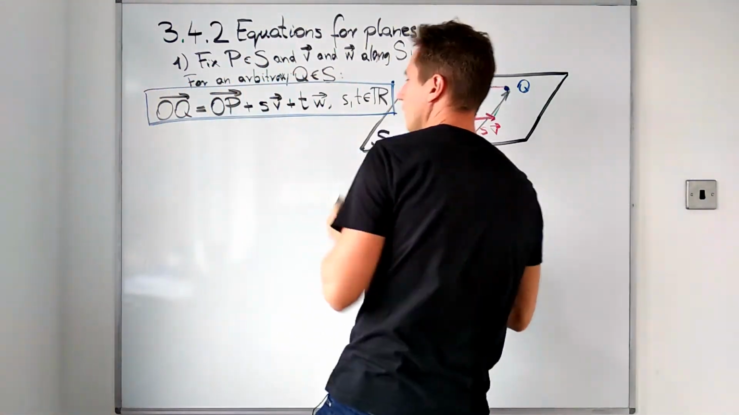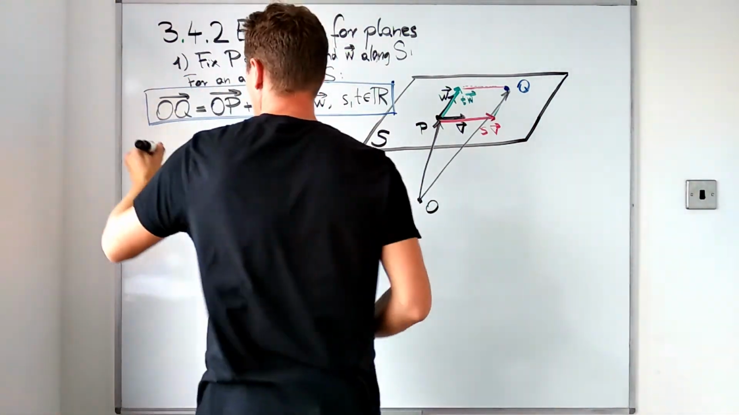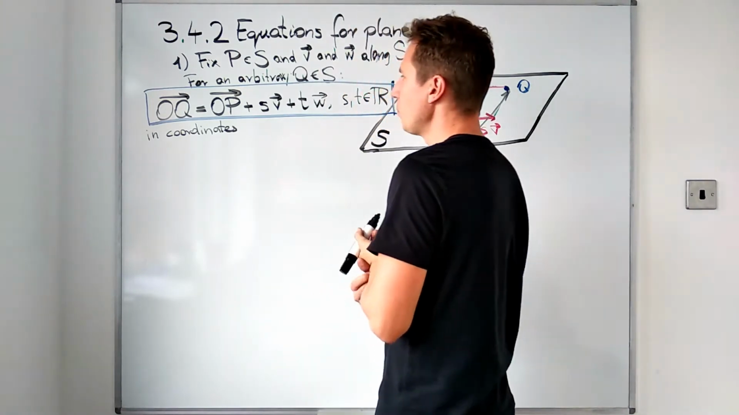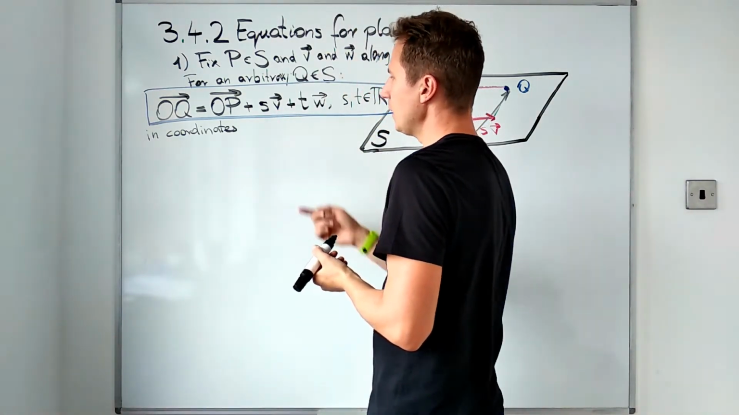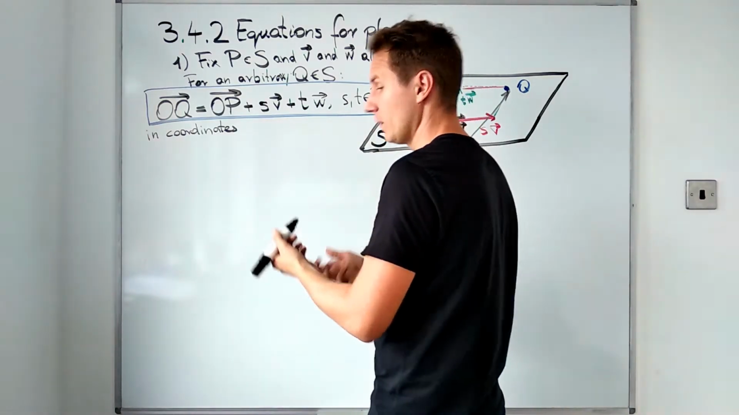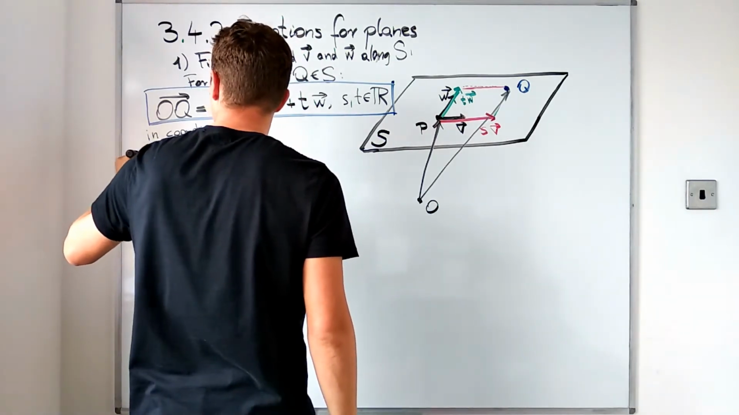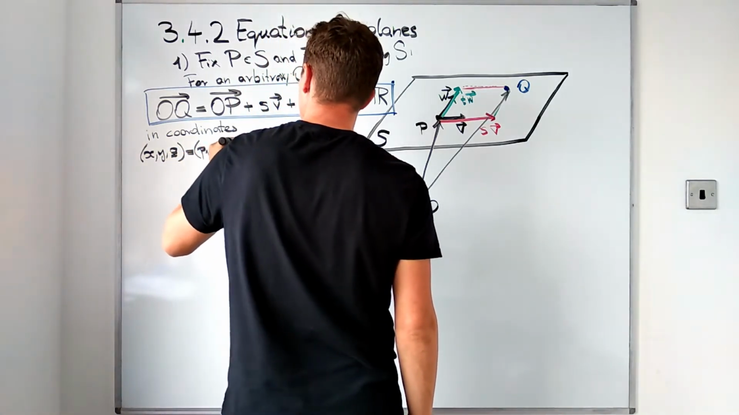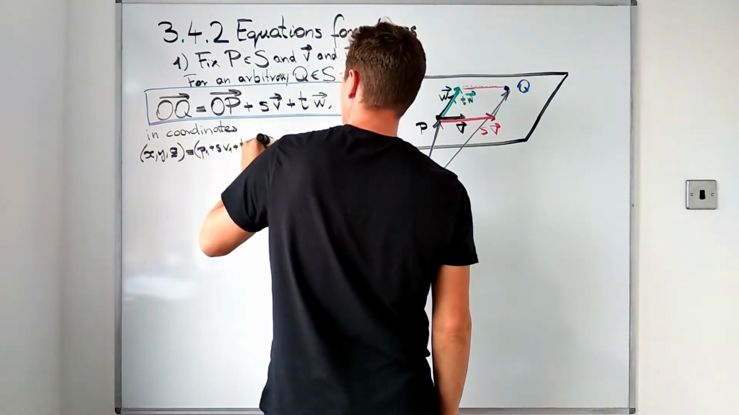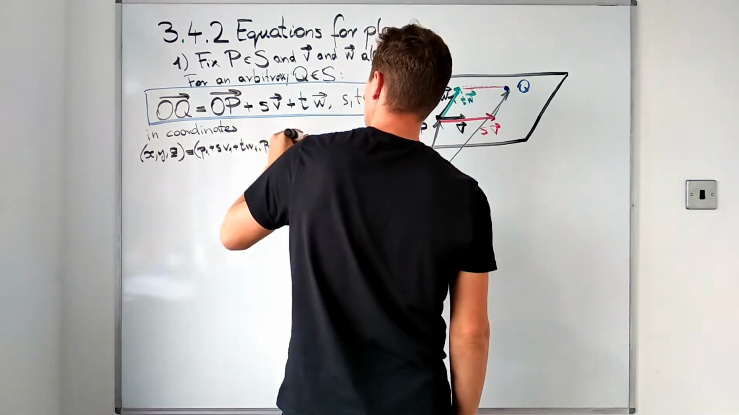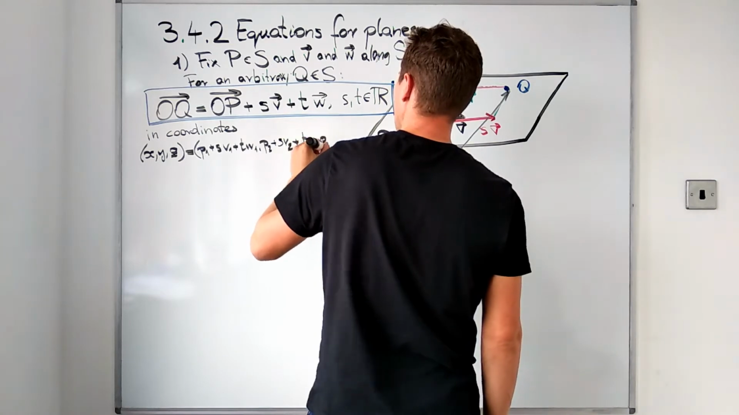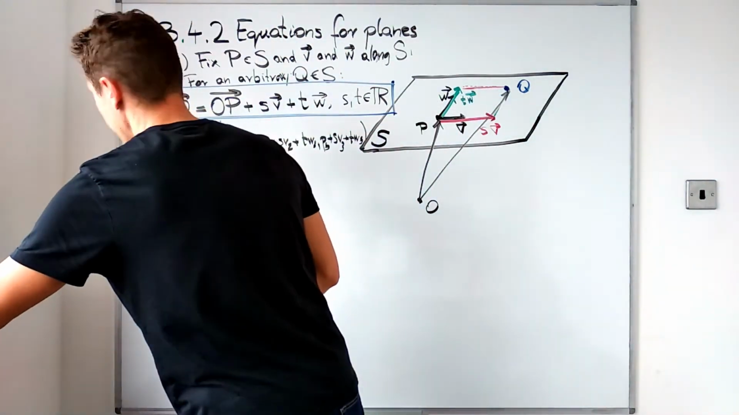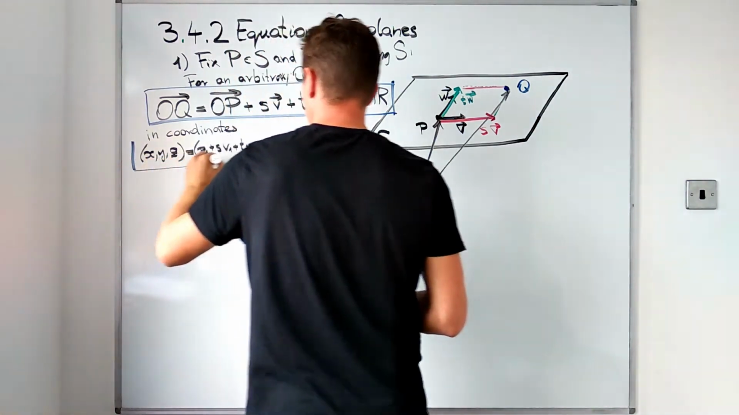Okay, so let me turn that into coordinates. So in coordinates, if P has the coordinates P1, P2, P3, V has the coordinates V1, V2, V3, and W has the coordinates W1, W2, and W3, then this arbitrary point in the plane with coordinates X, Y, and Z can be written as P1 plus S times V1 plus T times W1. The next coordinate is P2 plus S times V2 plus T times W2, and the last one is P3 plus S times V3 plus T times W3. So this is the coordinate equation for a plane, for points in the plane.